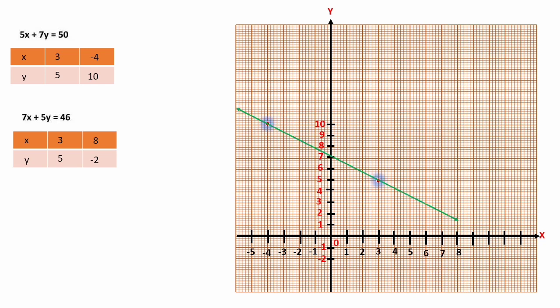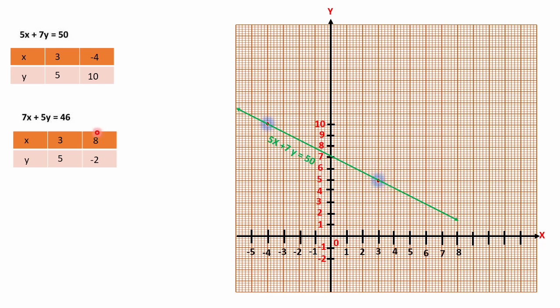By connecting these two, just use your ruler and draw the line and label it as 5x plus 7y is equal to 50. You have to go for the second equation plotting, 7x plus 5y is equal to 46. For that, x and y values are 3 and 5. Here is 3, x value 3, y value is 5. Already plotted here in the previous equation, so no need again. So this is 1 point. Keep it in mind. This is 1 point.